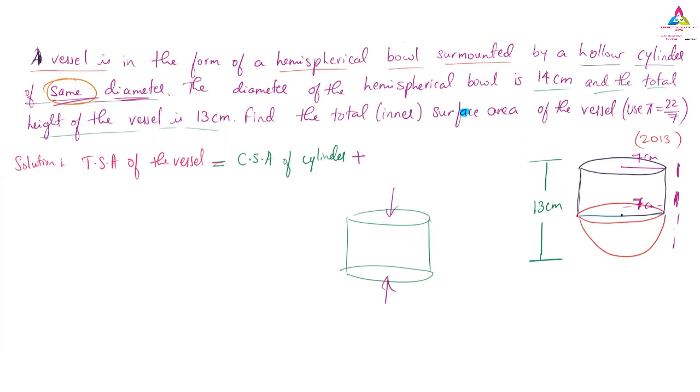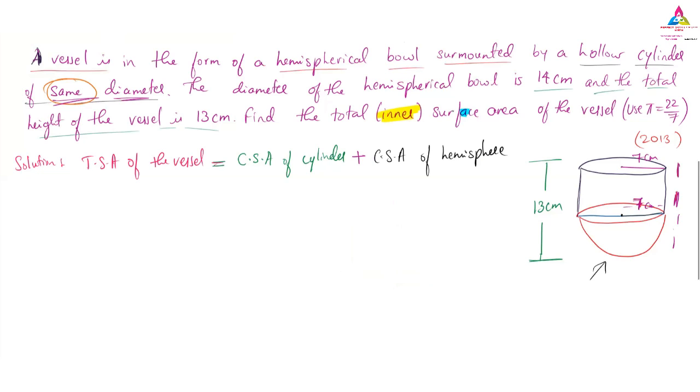Plus we have one more thing, that is the hemisphere. Because the hemisphere is also open, it is not closed, and you have the space in it, it is hollow. So again we have to go for the curved surface area of the hemisphere also. If you go for the curved surface area of the cylinder and the curved surface area of the hemisphere, we are going to get the total surface area. It may be inner or outer, that is not the problem, because both are the same, as they have not mentioned any thickness.